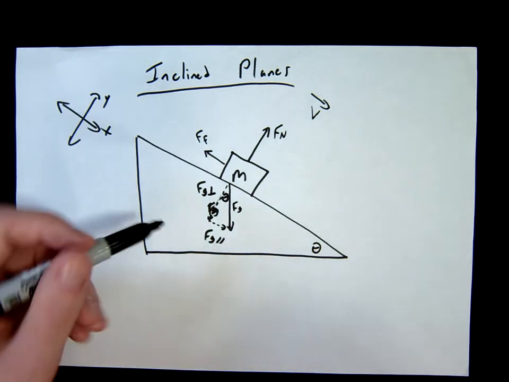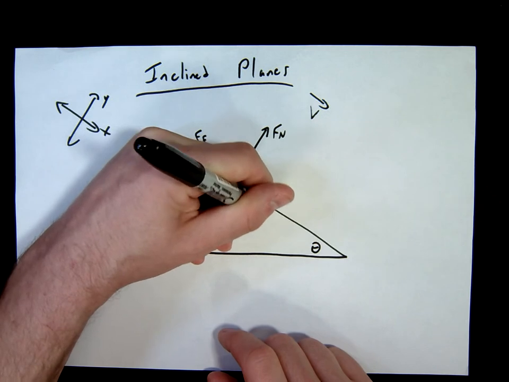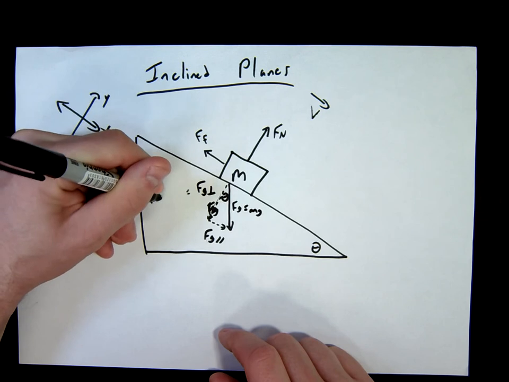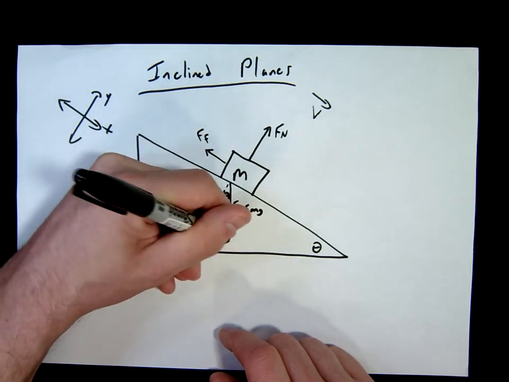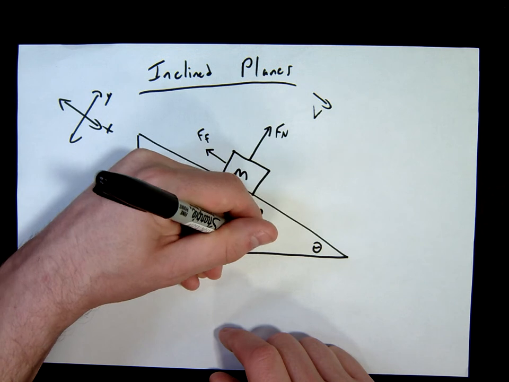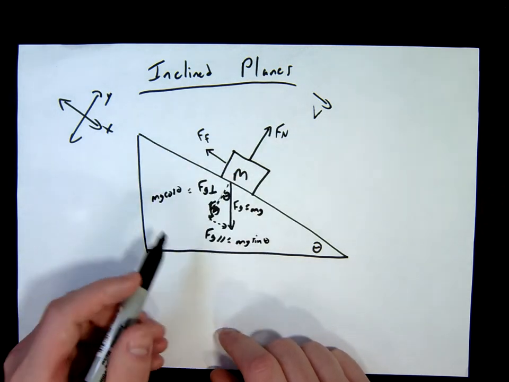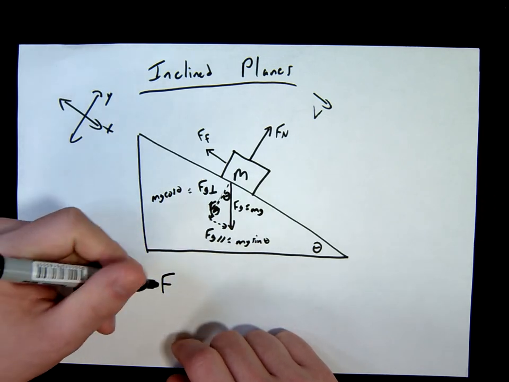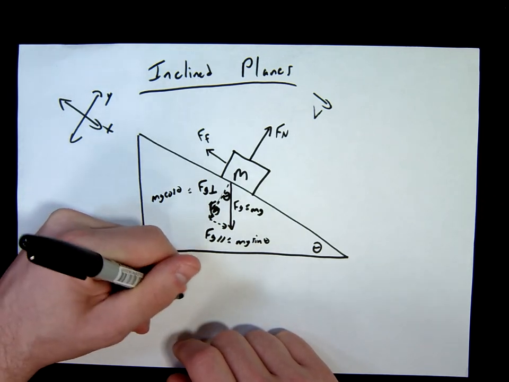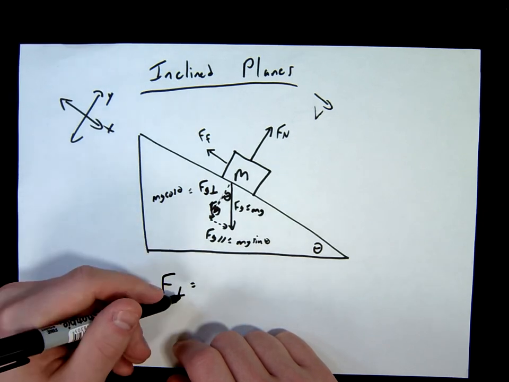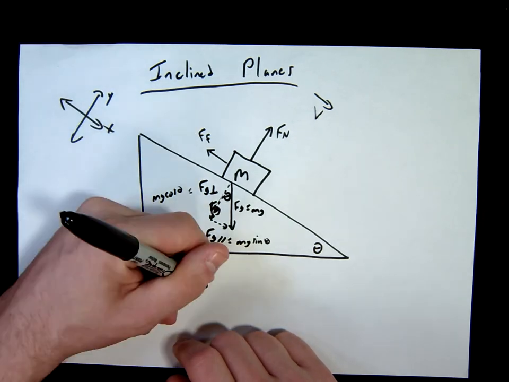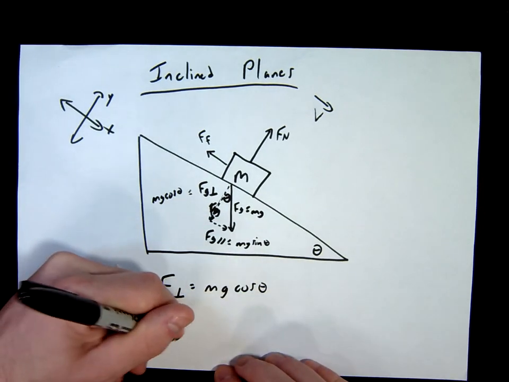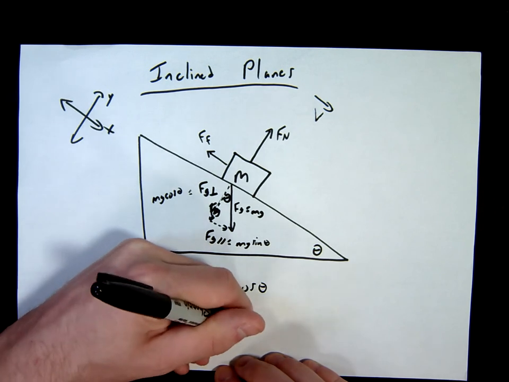So what exactly are these? Well, I know that this is equal to mg. And so just like before, this one is going to be equal to mg cosine of theta, and this one is going to be equal to mg sine of theta. This is very, very useful when solving force problems. So when you do force problems, make sure you're aware that the perpendicular force is equal to mg cosine theta, and the parallel force is equal to mg sine theta.